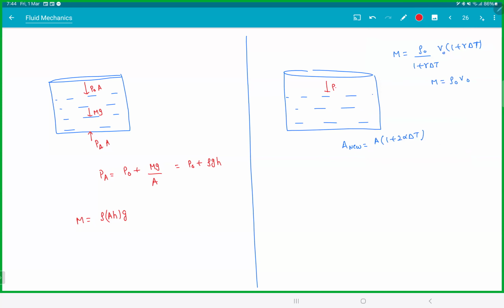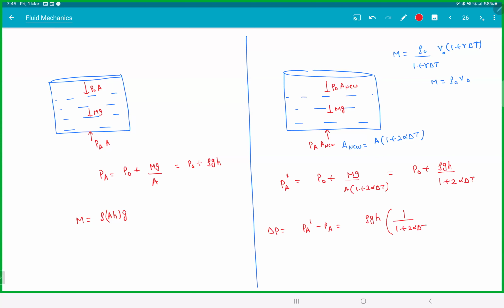So this will be P naught into the new area. And this will be mg. This will be the pressure at A into the new area. So P A dash will be P naught plus mg by A into 1 plus 2 alpha delta T. So P naught plus rho g h by 1 plus 2 alpha delta T. This is your new pressure. So the change in pressure will be P A dash minus P A, which is rho g h into 1 by 1 plus 2 alpha delta T minus 1.